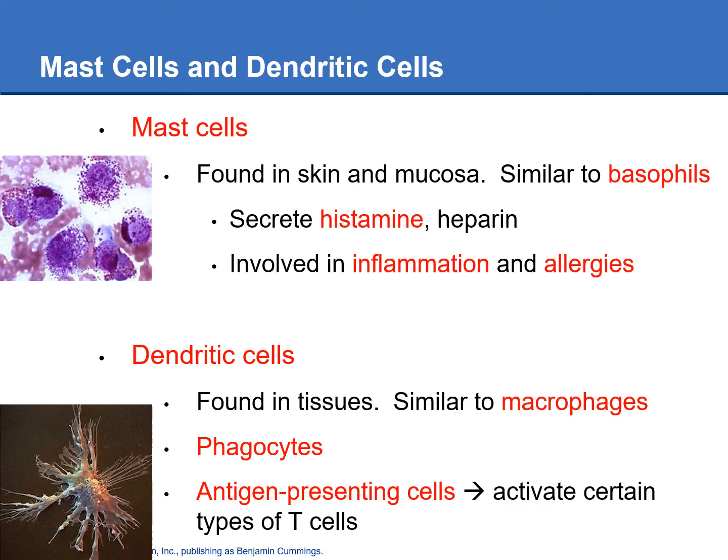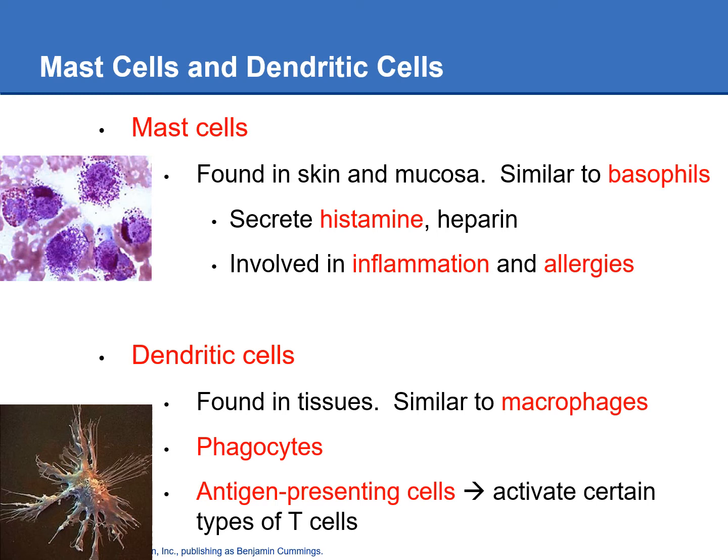And then the last two types of white blood cells are only found in the tissues. They're not in the blood. So we have mast cells that look very similar to basophils, and they have blue staining granules that also contain histamine. They're going to be involved in inflammation and allergies.